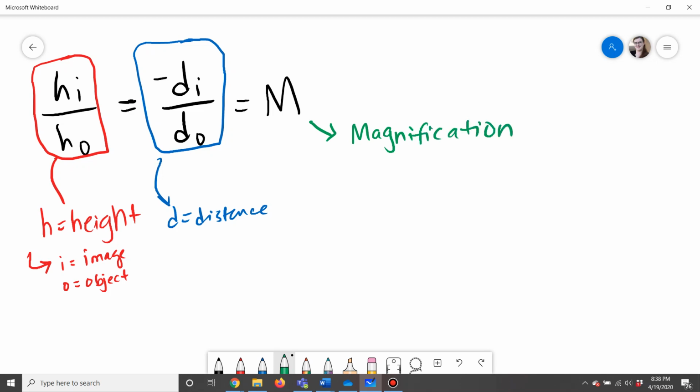So if my image height would be bigger than my object height, meaning that the image in the mirror looks bigger than the actual object itself, that means that it has a magnification of greater than 1, and that makes sense, right? Because you would be dividing a bigger number up here by a smaller number down here, and that gives you a number greater than 1. Now, let's say that your object height is more than your image height. Well, then that would give you a number less than 1, and therefore your image height would be getting smaller, meaning that the magnification is less than 1.